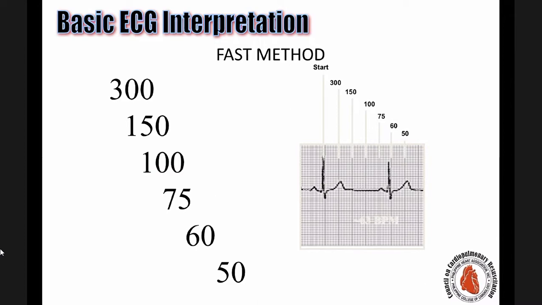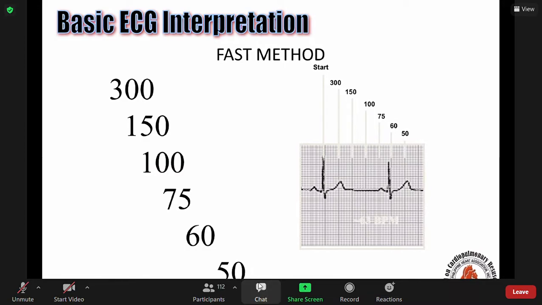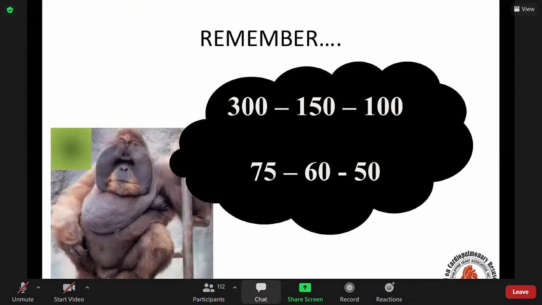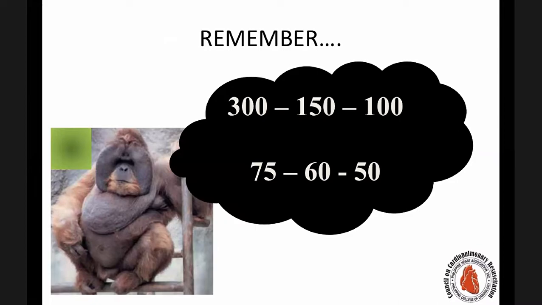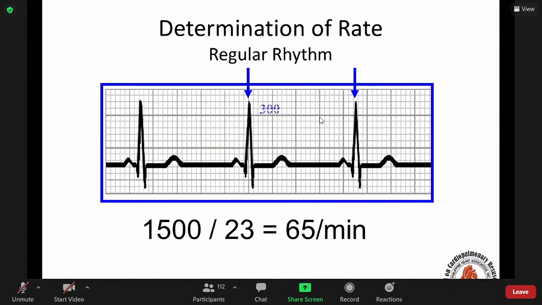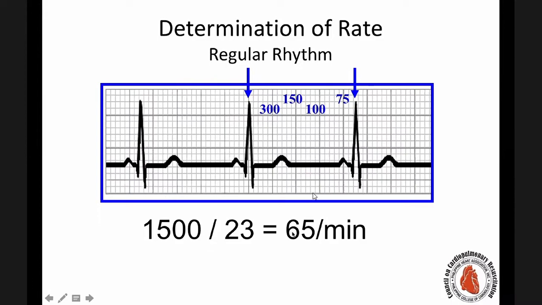Pero di ka pwedeng magsabing 63 yung heart rate kung the fast method gamit mo. Doon mo lang siya makukuha if you use the 1,500 by the small squares from R to R interval. This is the most accurate. So for example, in this particular one, the heart rate is between 75 to 60. 60 to 75, sorry. So, yun, correct siya.